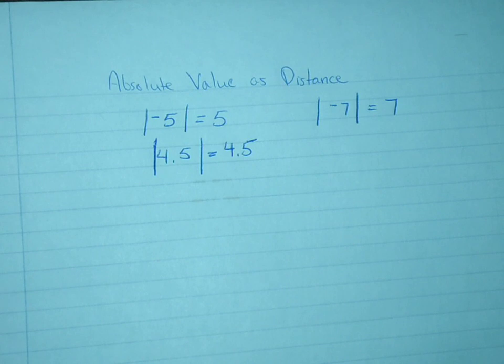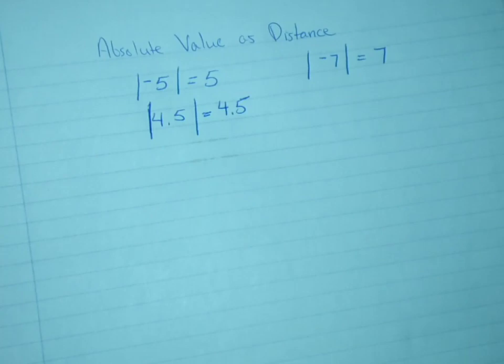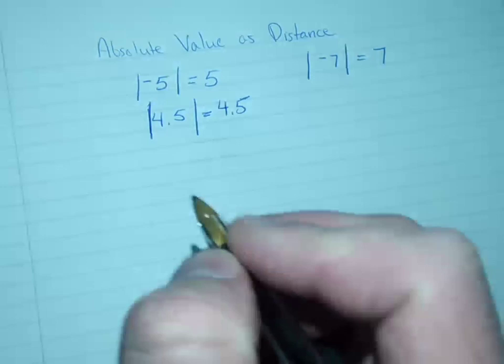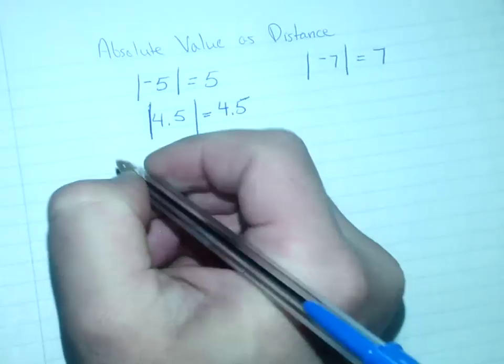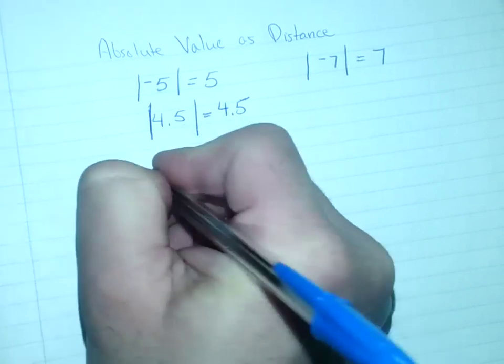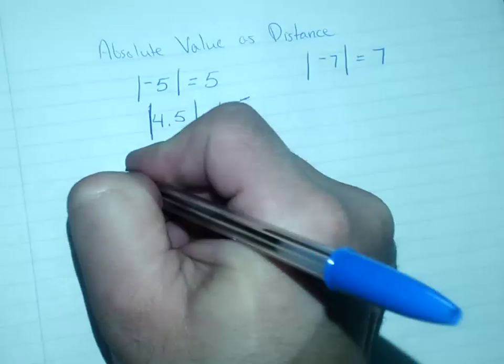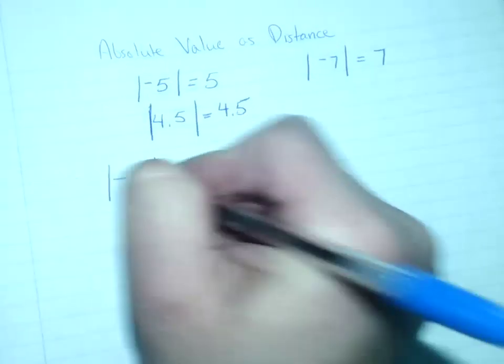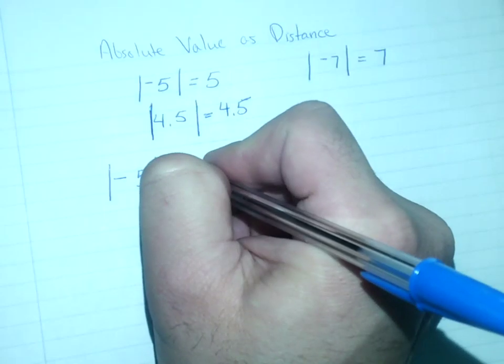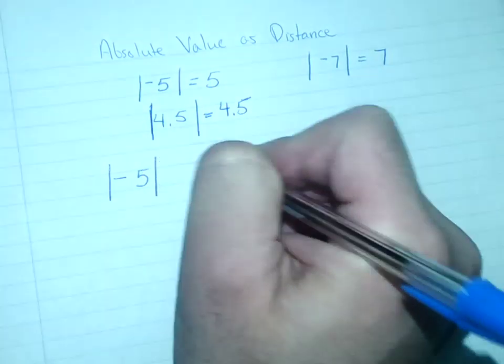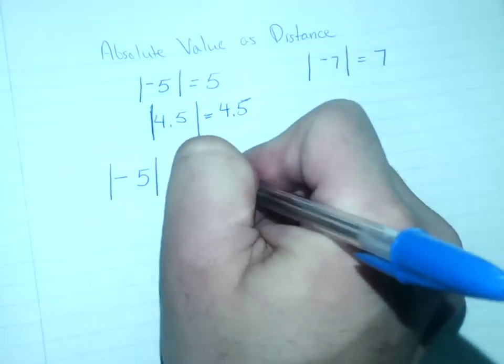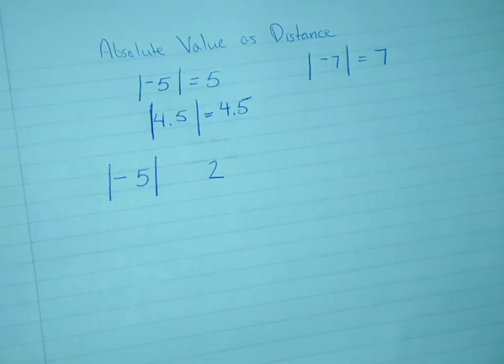So let's do a couple comparisons. This will be really easy. A couple comparisons are, if we said that -5 and the absolute value of -5, is it greater than, less than, or equal to 2?